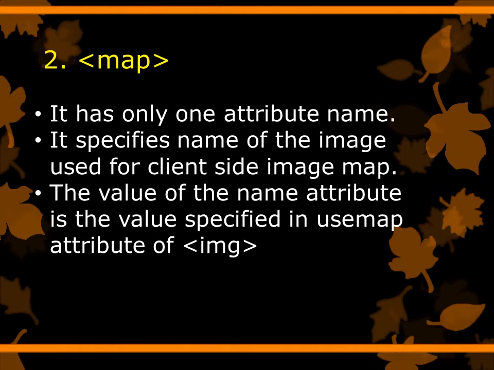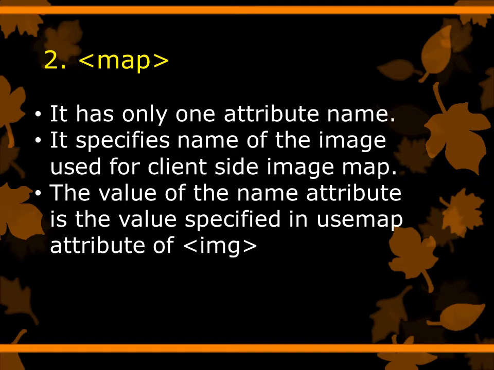Second tag is map. It has only one attribute, name. So the map tag contains only one attribute, that is the name attribute. It specifies the name of the image map used for client side image mapping. The third point is the value of the name attribute is the value specified in the usemap attribute of the image.